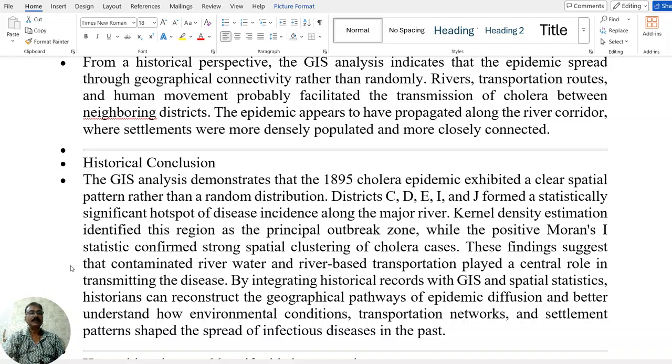These findings suggest that contaminated river water and river-based transportation played a central role in transmitting the disease. By integrating historical records with GIS and spatial statistics, historians can reconstruct the geographical pathways of epidemic diffusion and better understand how environmental conditions, transportation networks, and settlement patterns shaped the spread of infectious disease in the past.